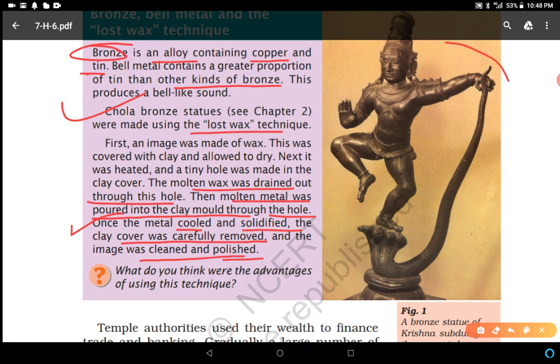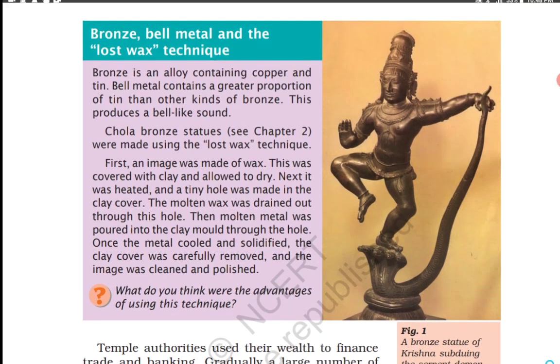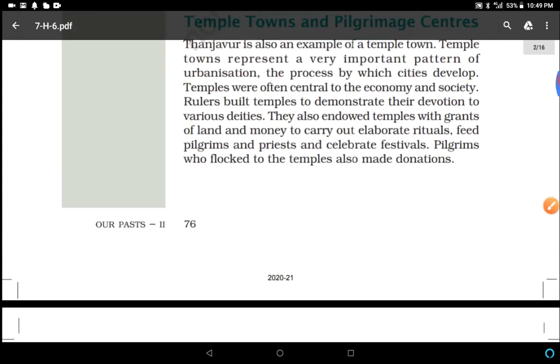You can see this one. This is the technique that was used, the lost wax technique. A bronze statue of Krishna subduing the serpent demon Kalia. This is Kalia Nag, also very famous in Hindu mythology related to God Krishna. In the story of God Krishna, you might have heard about this.